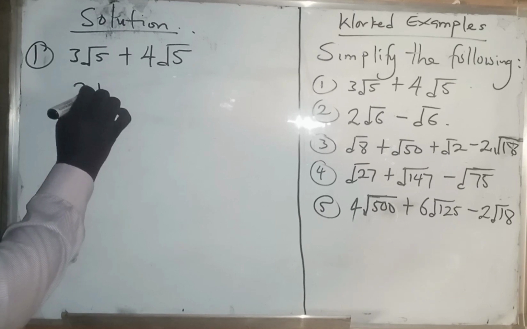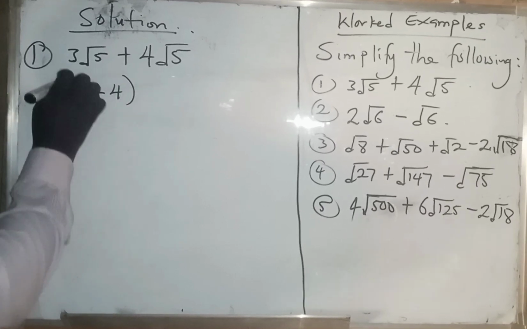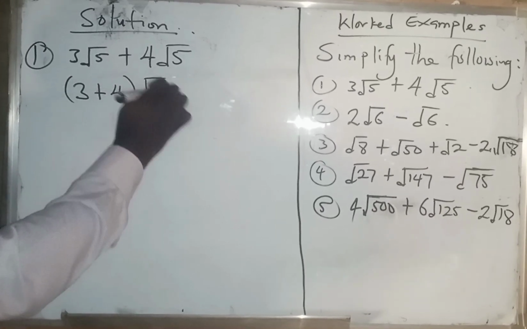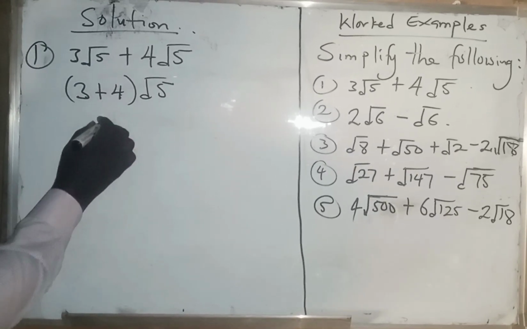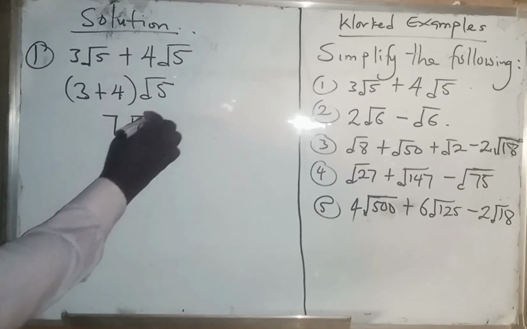So in that case, we have 3 plus 4 root 5. And 3 plus 4 will give us 7. So that will be 7 root 5.